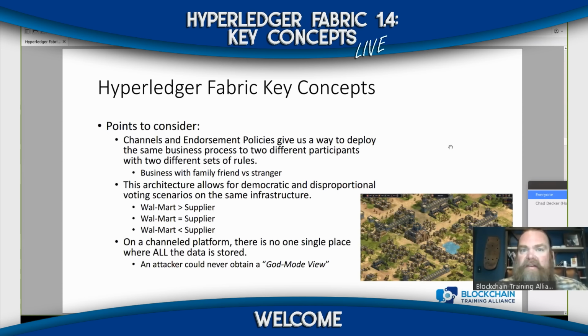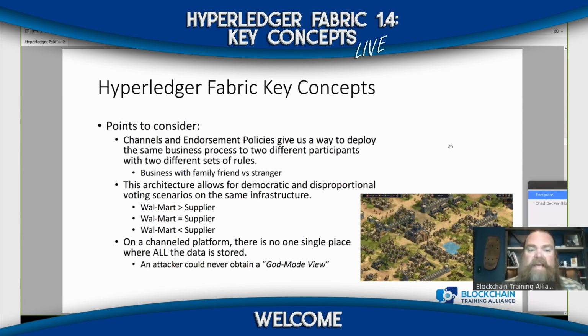This can be very, very powerful. And this is something that is next to impossible to achieve using any kind of conventional technology. This channel architecture also allows us to use one infrastructure to accommodate 3 different types of voting or consensus scenarios.